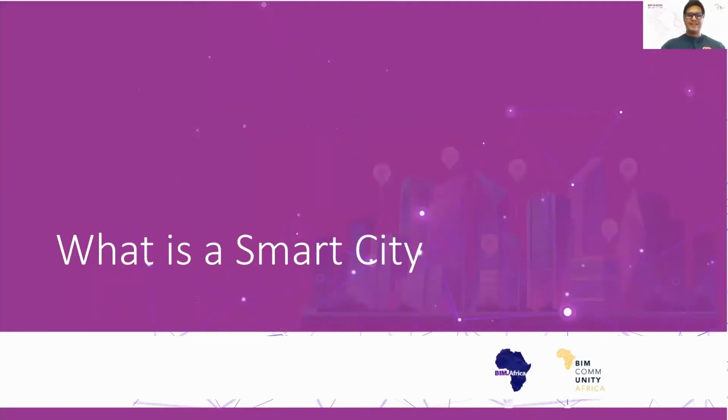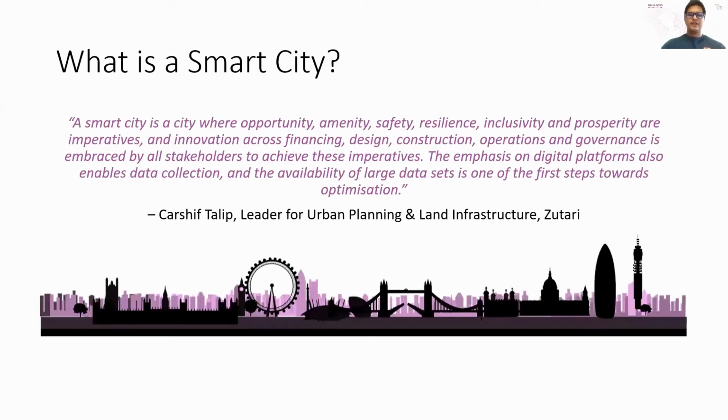So what is a smart city? Now, there was a really nice definition given by Kashif Talib, who is the leader for urban planning and land infrastructure at Sotari. A smart city is a city where opportunity, amenity, safety, resilience, inclusivity, and prosperity are imperatives, and innovation across financing, design, construction, operations, and governance is embraced by all stakeholders to achieve these imperatives. I think that is quite self-explanatory and very, very on point, I would say.